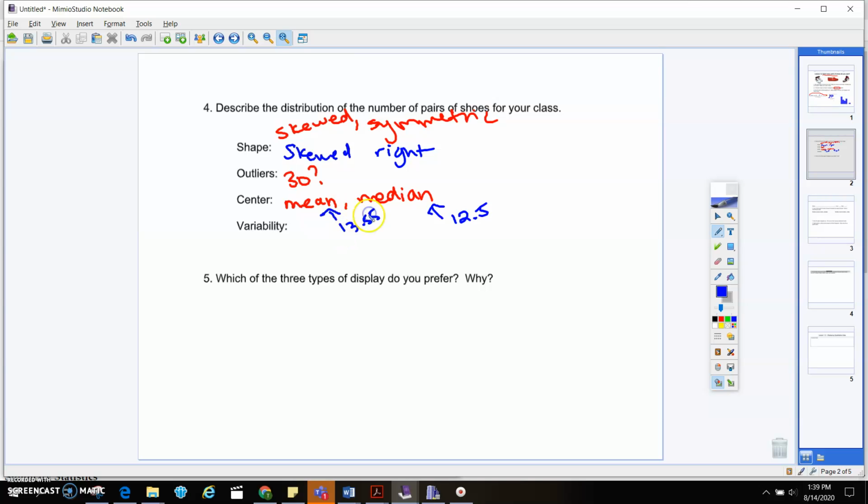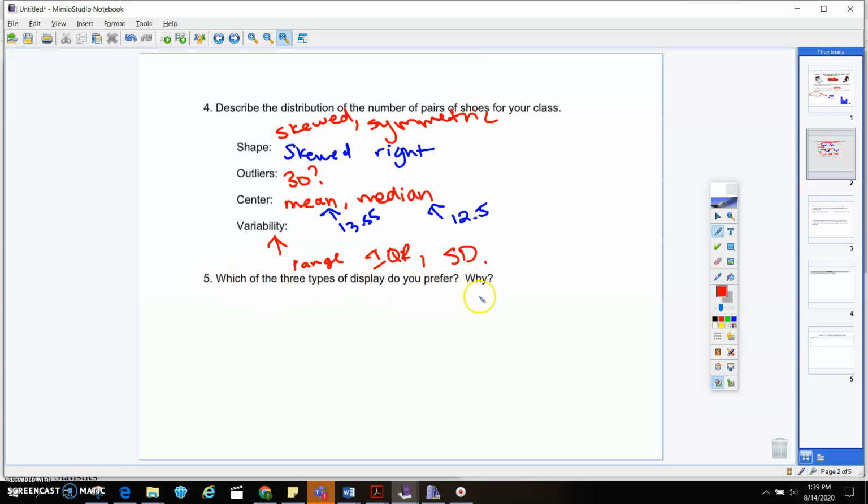Most of the time, these numbers should be roughly about the same. With variability, we're talking about the range. We're also talking about the IQR. And we're talking about the standard deviation. You should already know how to do these, but again, we're going to talk about those in the next section. So we'll talk about these a little bit more later.